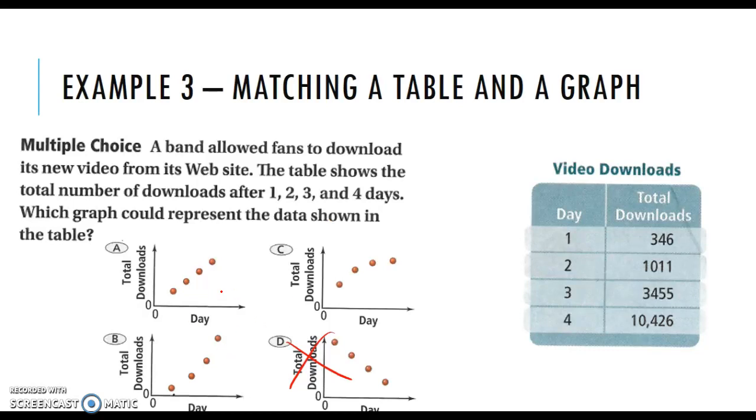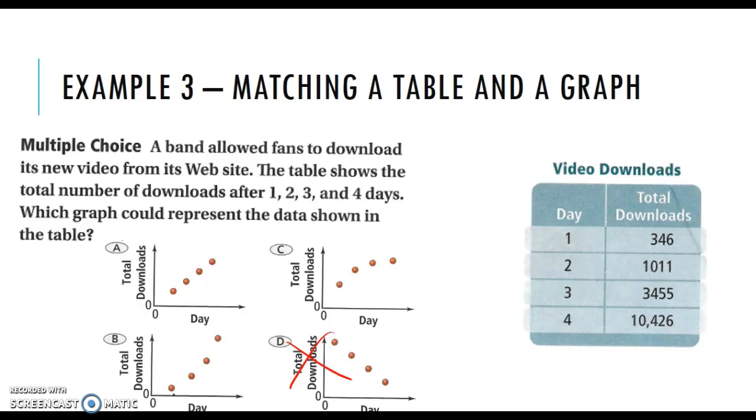So then we have to look at, is it increasing constantly? Is it increasing over time and then just peters out? Is it a rapid increase? Those are things we're asking ourselves. To know if it is increasing constantly versus rapidly, you just have to subtract.